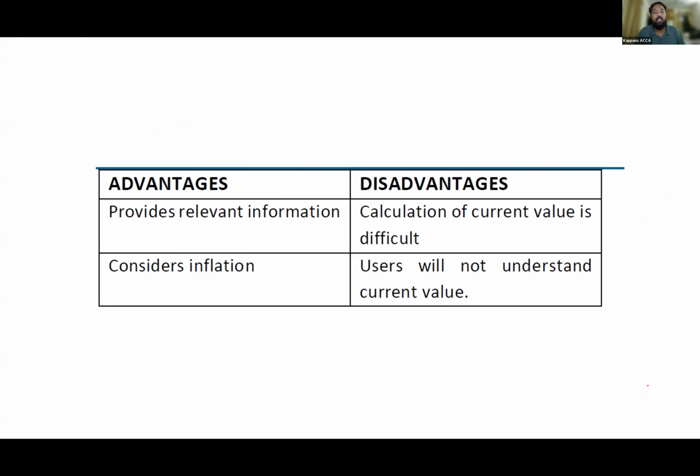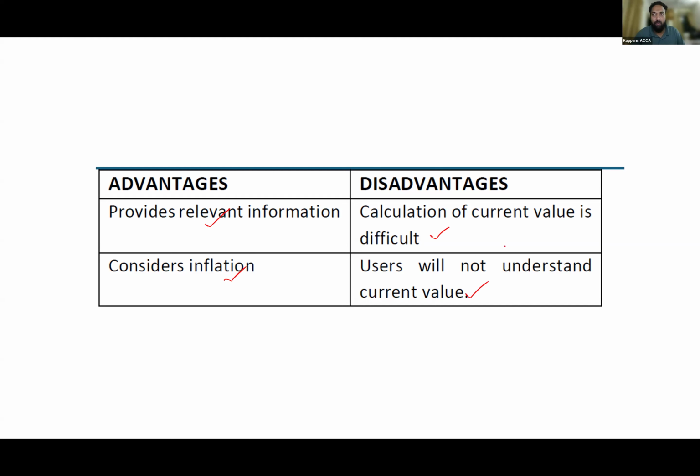Now, what are the advantages of the current cost method? What is the advantage of recording an asset in SOFP under the fair value model, or value in use, or under replacement cost or current purchase price? One, it provides relevant information that is based on the value right now in the market, either fair value or value in use or current purchase price. And it definitely considers inflation. The disadvantage is that calculation of current value is very difficult and users will not understand current value.